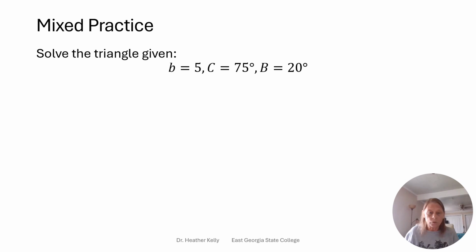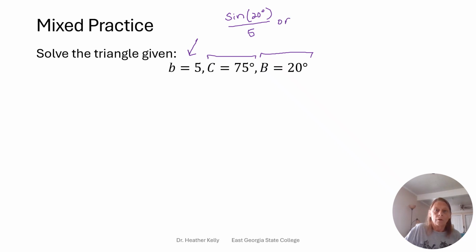The first thing I want you to notice, super important, is that you're given two angles and one side. These guys are going to give you this information. We know that sine of 20 over 5 or 5 over the sine of 20 are ratios that we can use. So here I'm just going to use the law of sines. This is a law of sines situation.